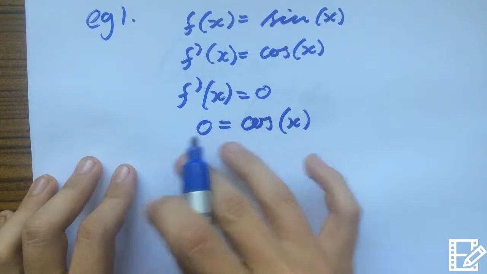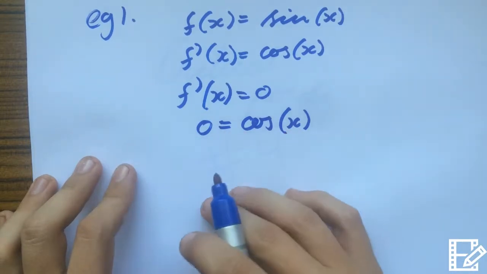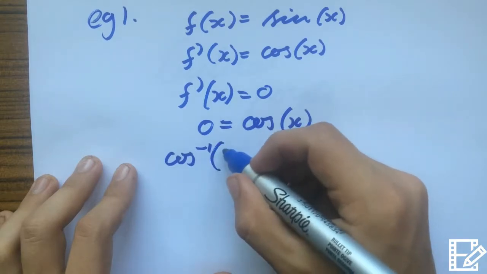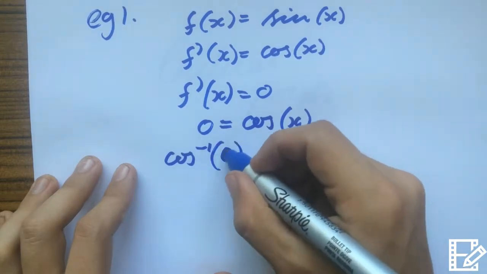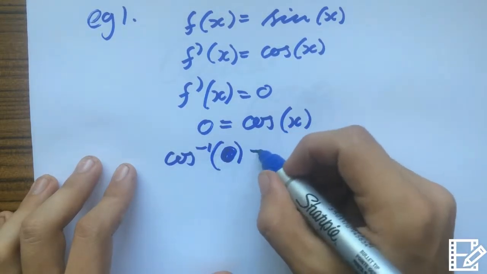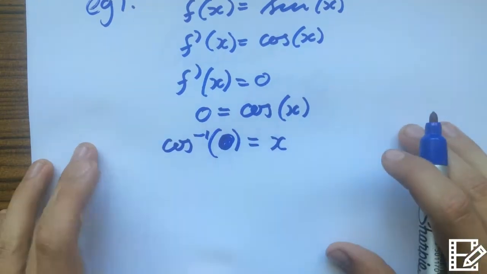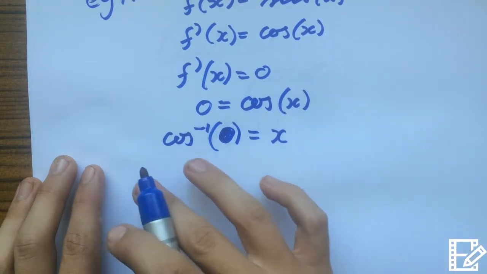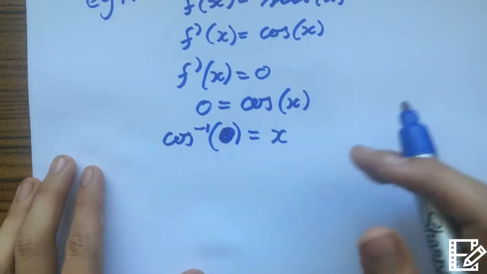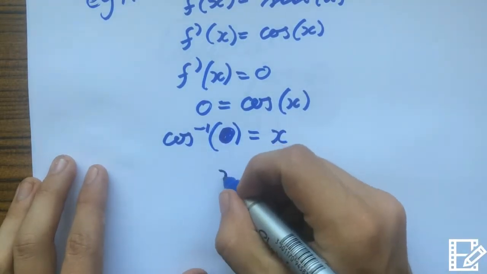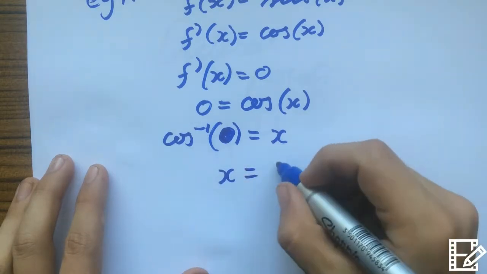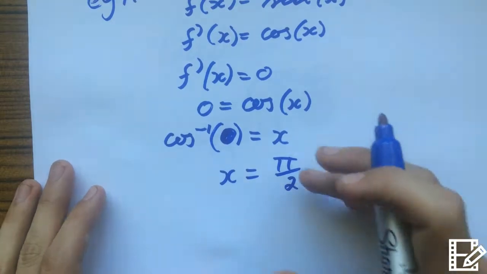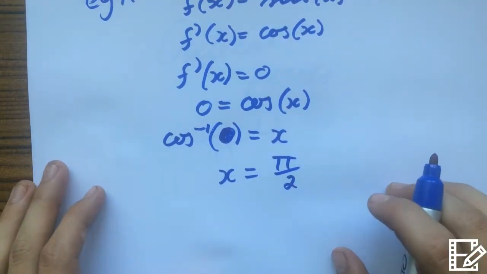And how do we get the cos away from this side and isolate x? Well, we take the inverse cos of 0, which equals x. Now, what we do now is find x. It tells us that x equals pi on 2. It'll spit out a decimal, but that decimal will equal pi on 2.